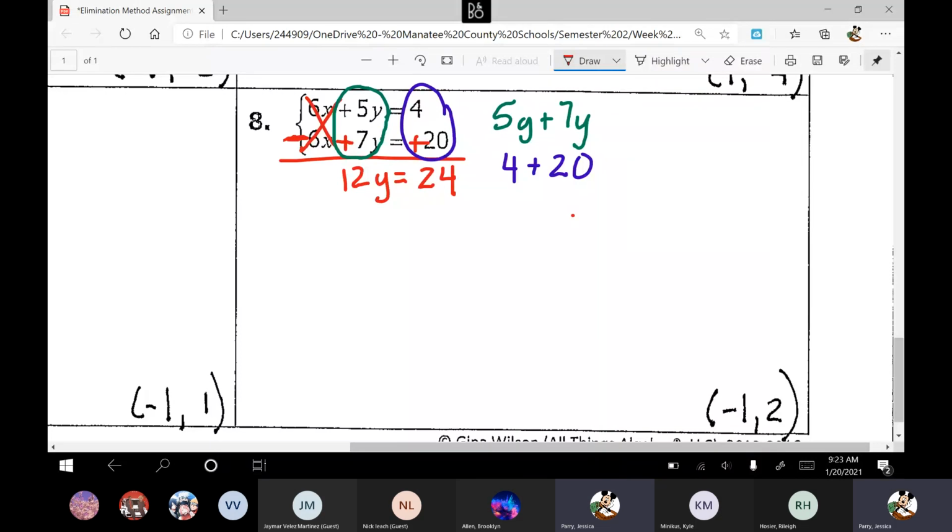Go ahead and solve for y. Don't write your answer in the chat yet. Just go ahead and finish this equation. Solve for y. I'll give you like 30 seconds to finish solving this equation.